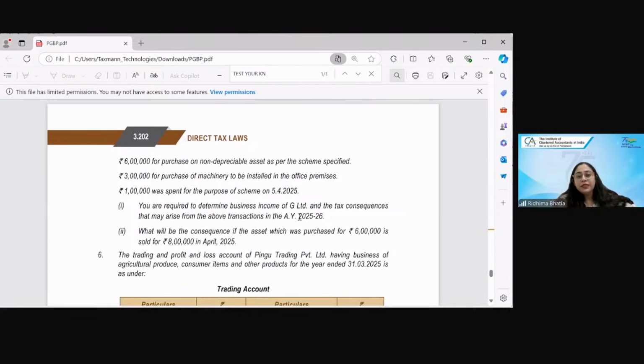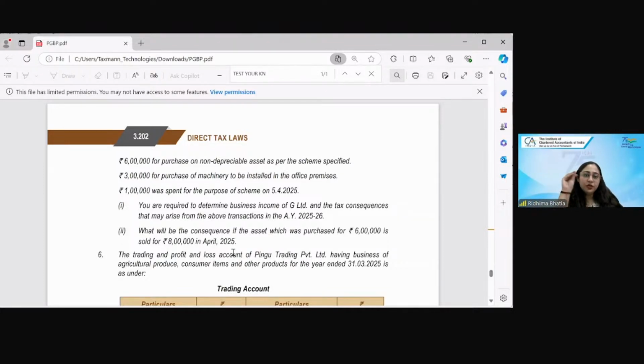You are required to determine business income of G Limited and the tax consequences that may arise from the above transaction. What will be the consequence if the asset which was purchased for 6 lakhs is sold for 8 lakhs in April 25? Now, the simple part is that your answer always should substantiate what is asked. The main focus should be totally on computing business income. So your answer will start with computation of business income of G Limited.